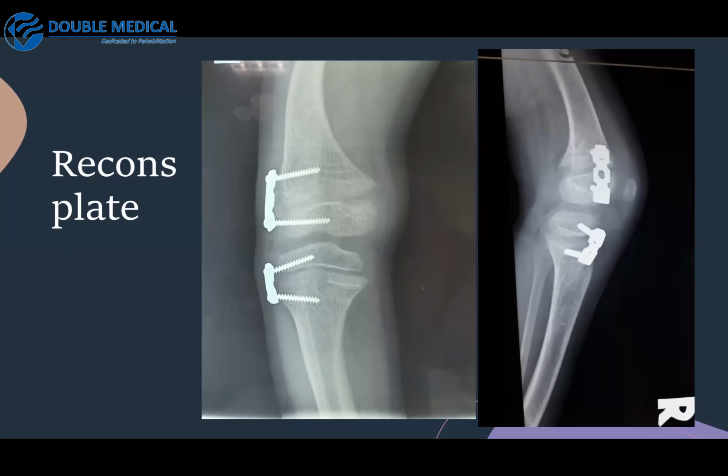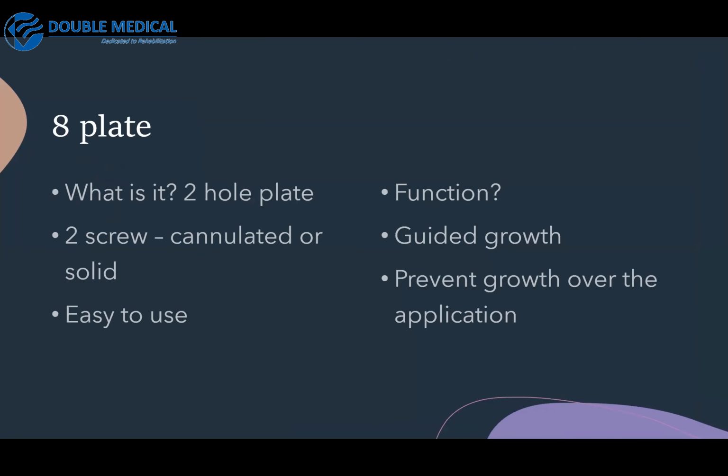Okay, a little bit on the 8 plate. It is actually a 2-hole plate, and we use either a cannulated or solid screw to hold the plate. Previously we didn't have a targeting device, but with the current development of the 8 plate, there is a sleeve that can hold the plate, or we check by eye.